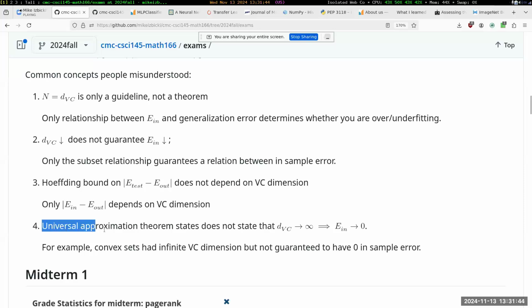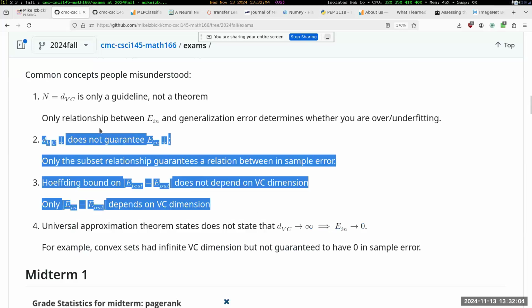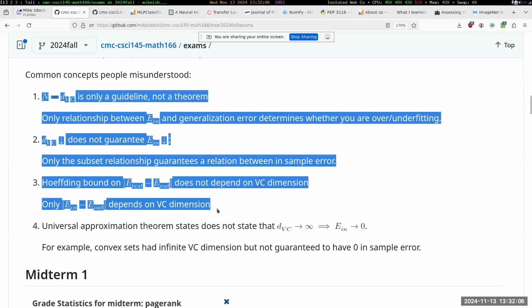So pretty much everybody can expect in some way the universal approximation theorem will come up on the final exam, because we're going to see over the next week 2-3 more versions of this universal approximation theorem. So this will be something for everybody for the final exam. These 3 things up here, people who missed these on the midterm will definitely see them on the final exam.